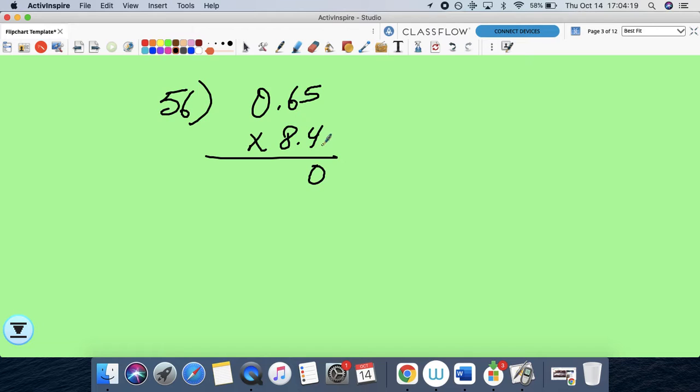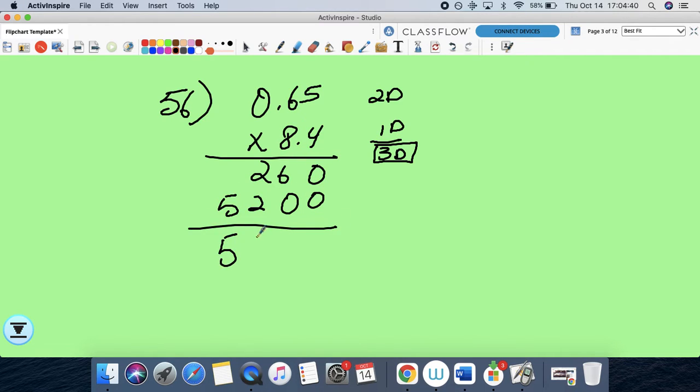420, 24, 26. Sorry, I forgot. There's 2 decimal places here and 1 decimal place here, which means my product has to have 3 decimal places. That's what you should do. We're moving 1 over. 8 times 5 is 40. Carry 4, 48, 52. So if my math is not wrong, 5460. We need 3 decimal places. Final answer is 5.460 or just 5.46.